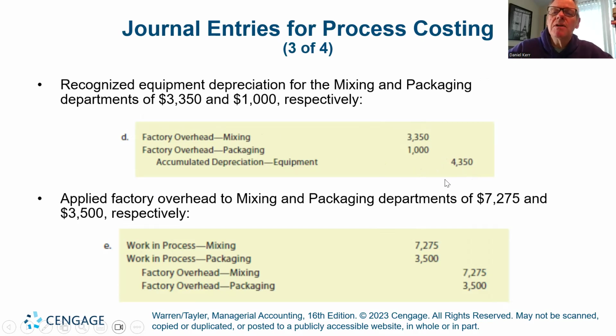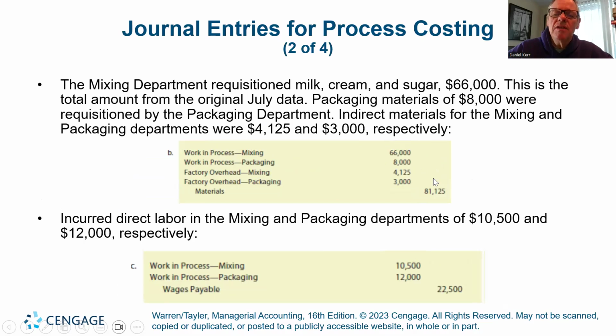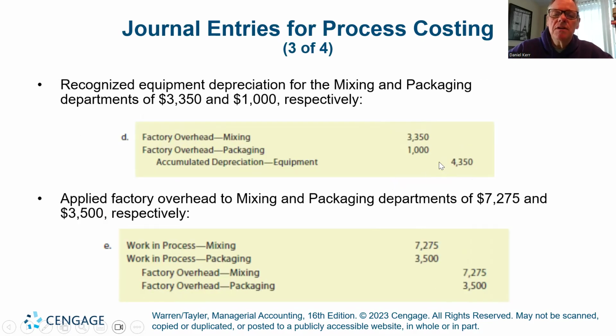Notice at this point, we haven't applied any factory overhead to the production department, to the mixing department and the packaging department. We've just gathered the costs. We gathered the costs of indirect materials here, and we gathered the cost of depreciation here. Now we're going to apply it in transaction E. We're going to apply the factory overhead, and we're going to apply it to the mixing department and packaging department.